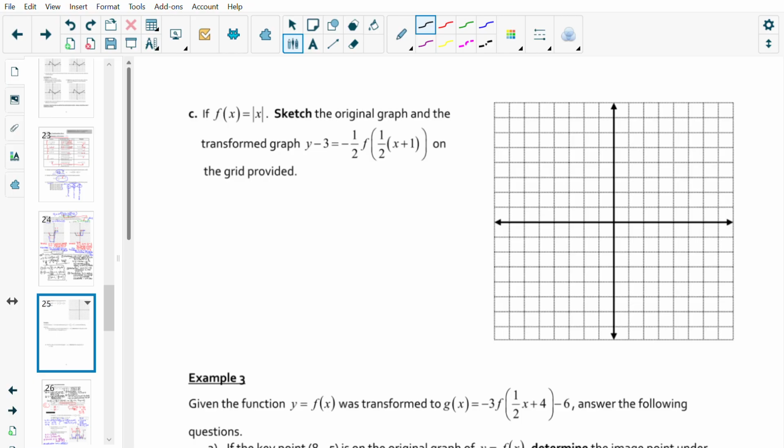Next page. Okay, letter C. If f of x equals absolute value of x, sketch the original graph and the transform graph, y minus 3 equals negative 1/2 f of 1/2 times x plus 1 on the grid provided. So if this looks familiar, this is the example we just did before. So we're going to take a basic v-shaped absolute value function, and then we're going to apply all these transformations and see what happens.